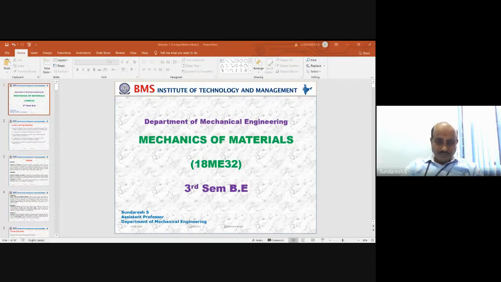In the last class we started establishing a relationship between the modulus of elasticity and the modulus of rigidity. At the end we arrived at the relationship E equals 2G times (1 plus nu), where E is the modulus of elasticity, G is the modulus of rigidity and nu is the Poisson's ratio. This was the expression we derived in the last class.